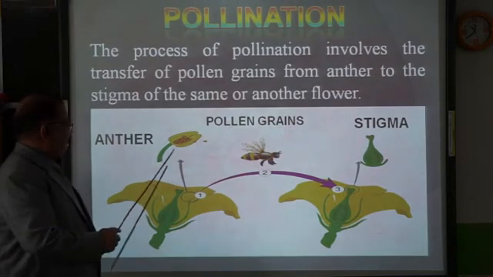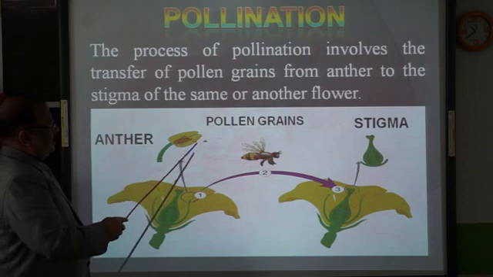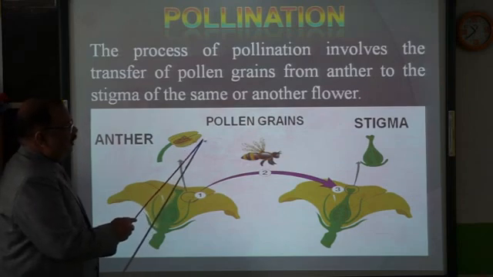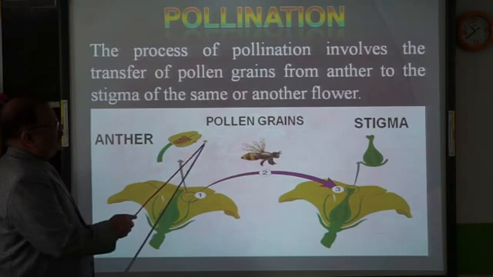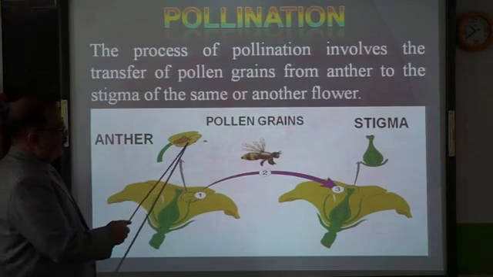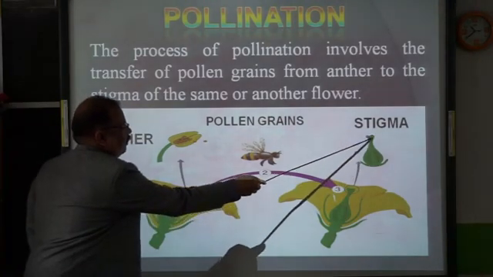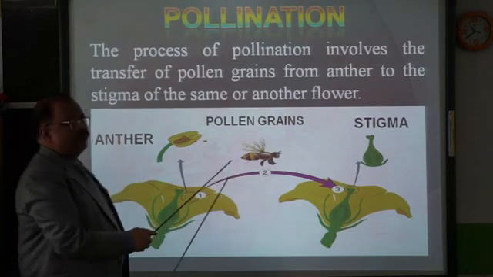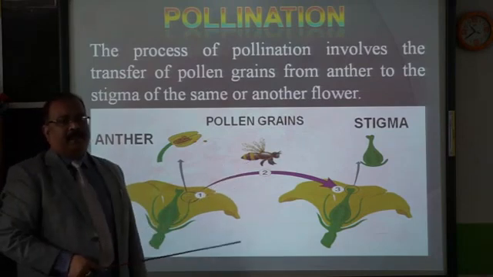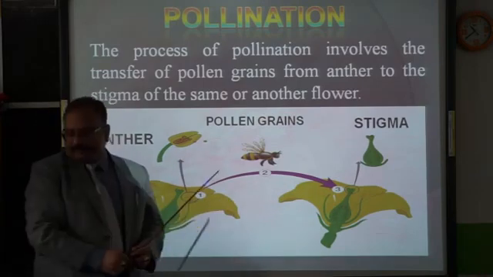Now look at this. This is the anther, okay? And these small circles, what you see here, these are the pollen grains. So this goes to the stigma here, okay? And some agents are there, just like this bee you can see. They help in pollination to transfer the pollen grains from the anther to the stigma.